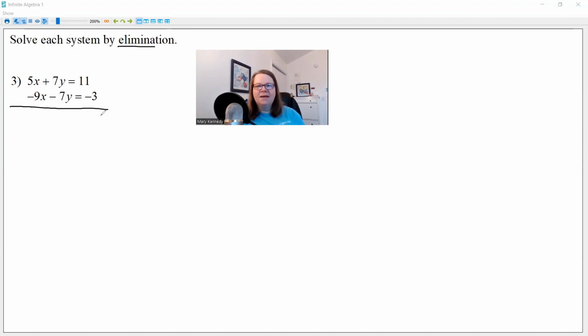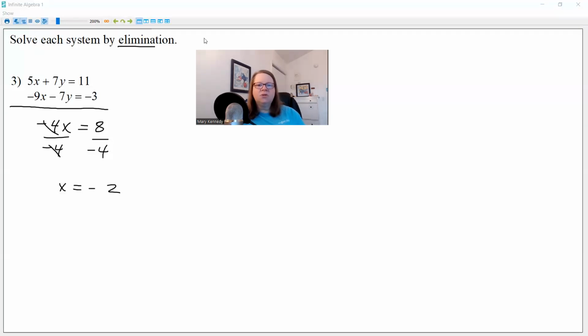So that's the strategy that we're going to use. We're going to combine these equations. So 7y minus 7y is 0. 5x minus 9x is negative 4x. 11 minus 3 is 8. Let's divide by negative 4. So we get x is negative 2. Okay, so now we know part of our answer.